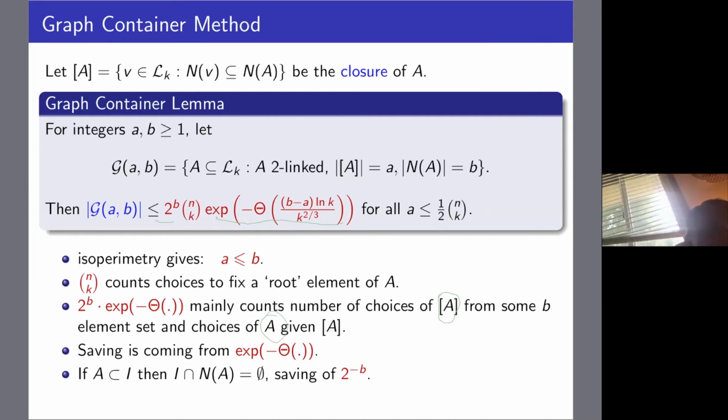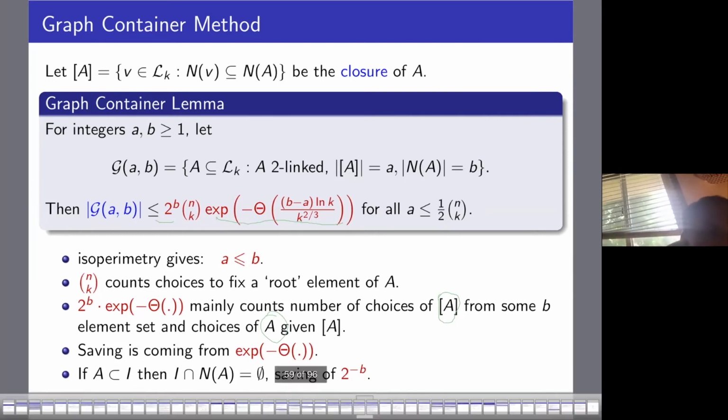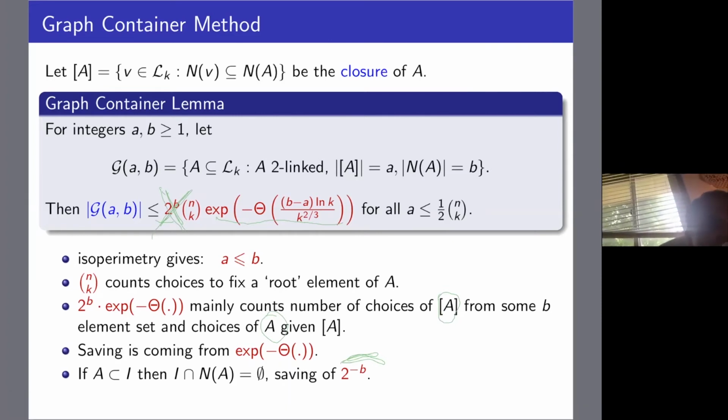So why is this form important? The bottom line is what I explained before: if A is part of the independent set, then the neighborhood is not in. So when we do the counting for the independent sets, we gain this factor of 2 to the minus B, which offsets this 2 to the B from that counting. And the main saving is that we save this exponential factor in the counting.